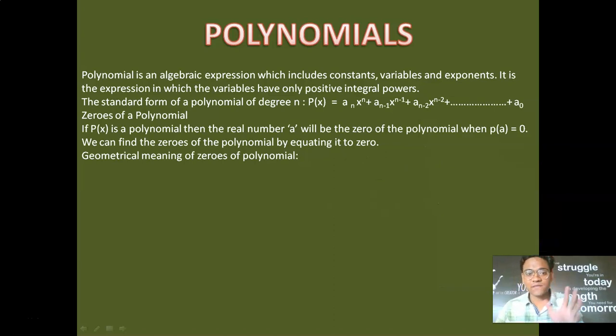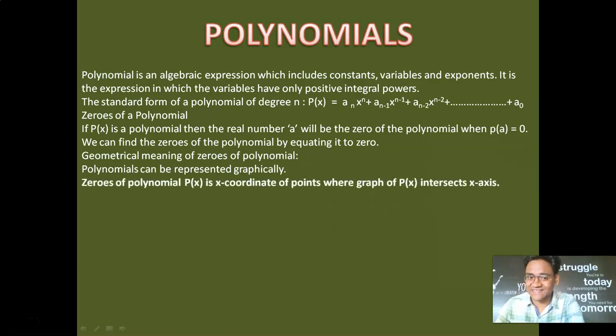The geometrical meaning of zeros of a polynomial. Let us start with the linear polynomial. See, here I have written that polynomials can be represented graphically, so we will be making the graph of polynomials very soon. Students, the zeros of polynomial p(x) are the x-coordinates of the points where the graph of p(x) intersects the x-axis. This is going to be the highlighted point of this class. Very important point, understand this. Zeros of a polynomial are the x-coordinates of the points where the graph of p(x) intersects the x-axis.